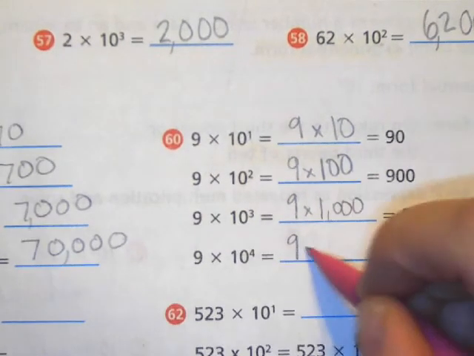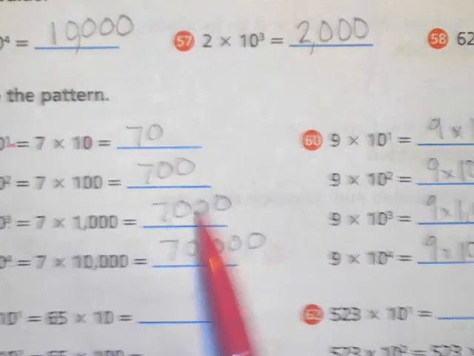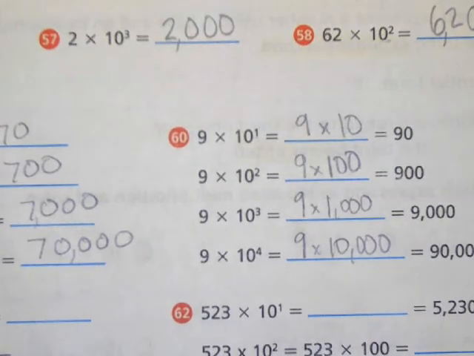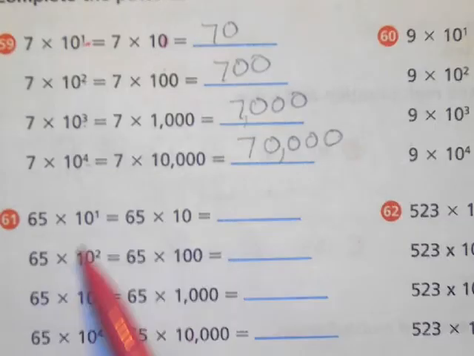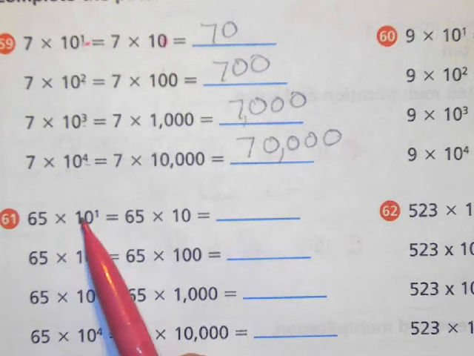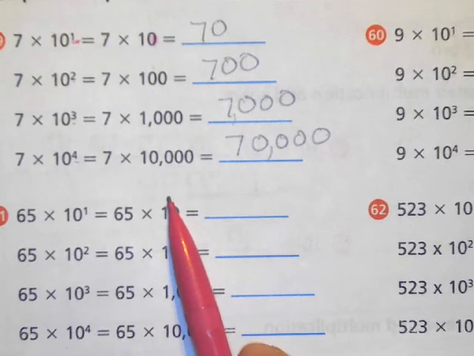It's going to be 9 every time. And then think about it. If this is 10, this is 100. What's this next one? 1,000. And then 10,000. So now you know how to solve with the answer, how to do the middle part. I wonder if there's ones where they left off the beginning. I don't think so. All right, let's hustle and get these done. Let's do 61.